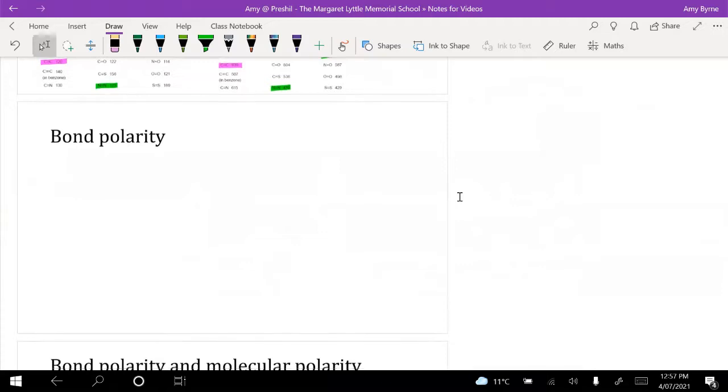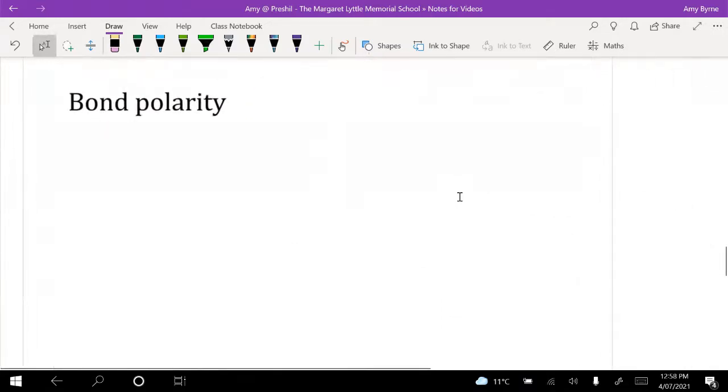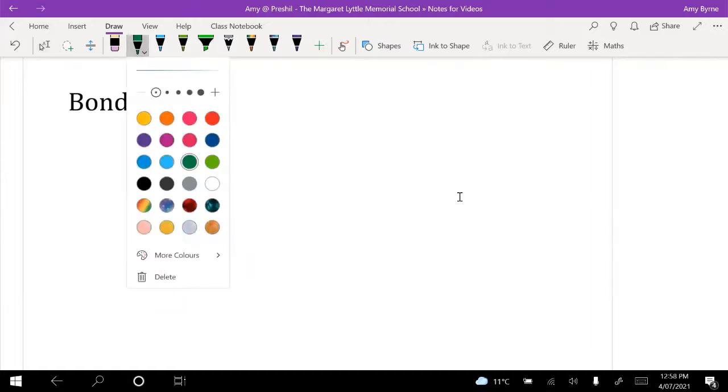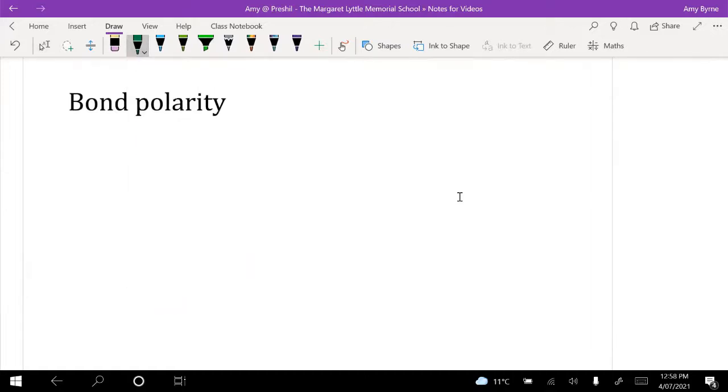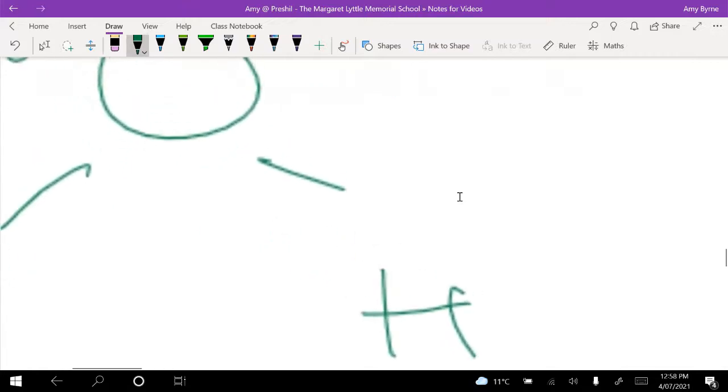Okay, bond polarity. So let's talk about bond polarity, and this is where having the data book that has the electronegativities is going to be useful. So we talked about electronegativity in the context of periodicity. So go back and check that if you're trying to remember what electronegativity is. Basically, it's this idea that in a covalent molecule, within a covalent bond, the electrons won't be shared evenly.